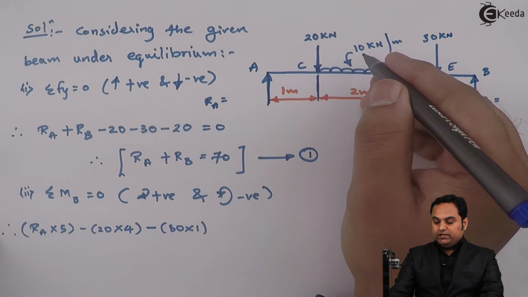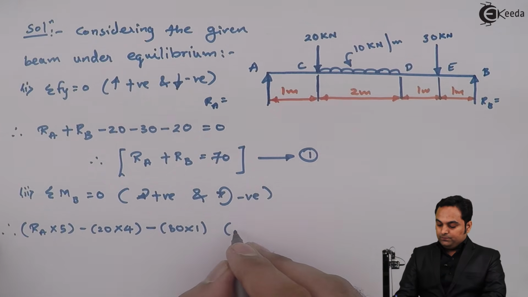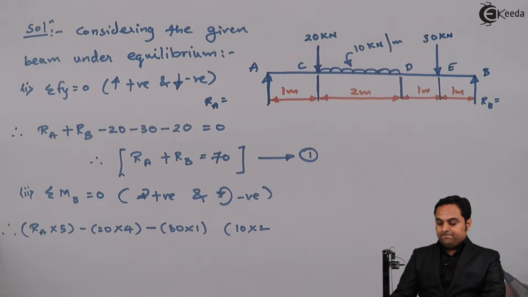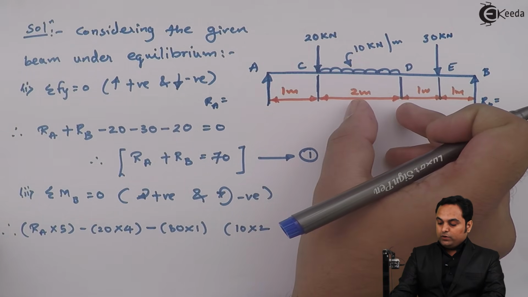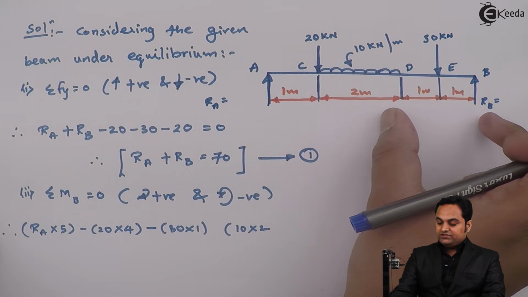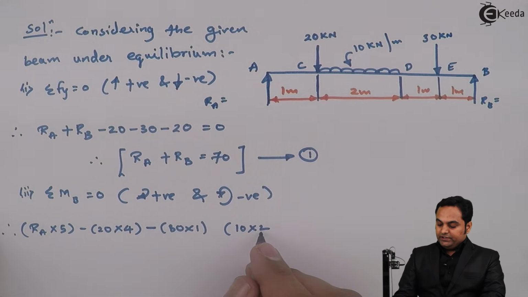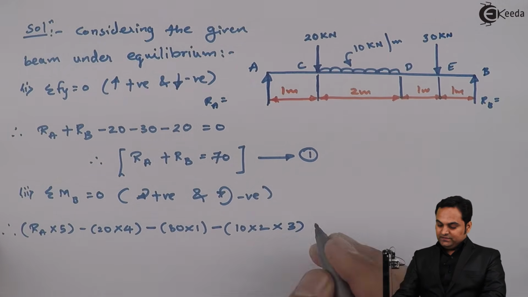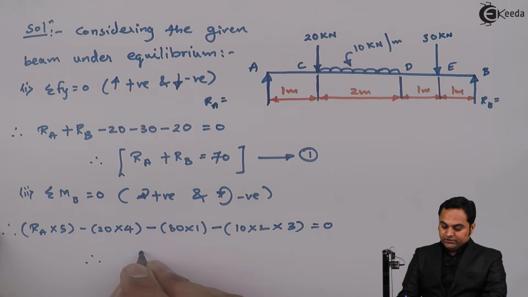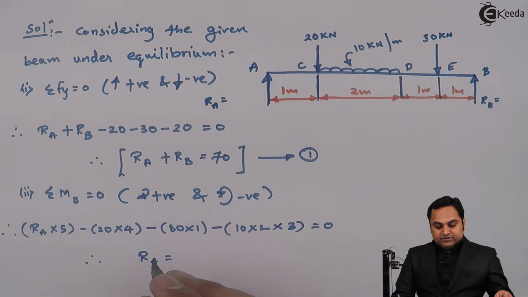Then we have UDL, so this point load will be 20, that is 10 into 2, and it will be acting at half of 2, that is 1 meter. So 1 plus 1 plus 1, that gives us 3 meter distance from point B up to the point load of this UDL. So 10 into 2, that is the point load, into the distance is 3, and it produces anti-clockwise moment, so negative sign. It's equal to 0. After the calculation here, I'll get my Ra value as 34 kilonewton.